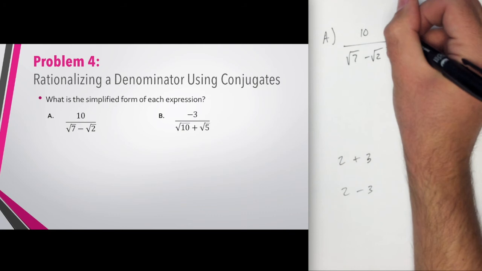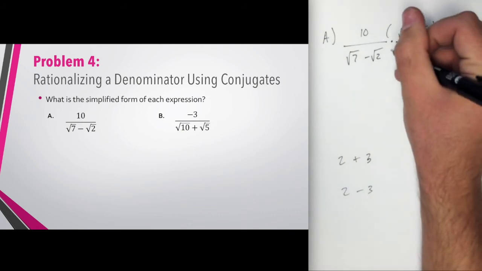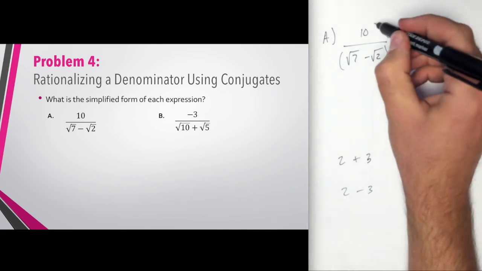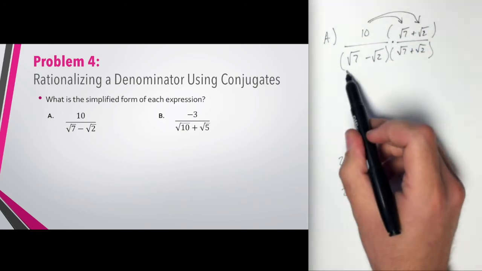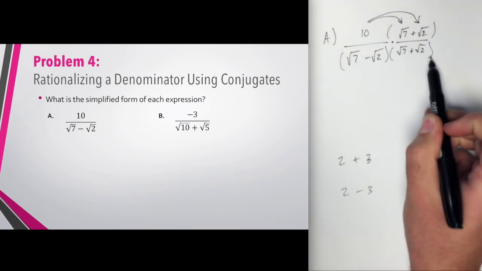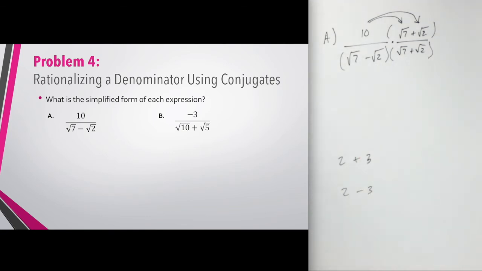But picture it like this. Put parentheses around the top and around these in the bottom. And now, all of a sudden, you have a distribution problem on top, and you have a FOIL problem on bottom. So that's what you do.